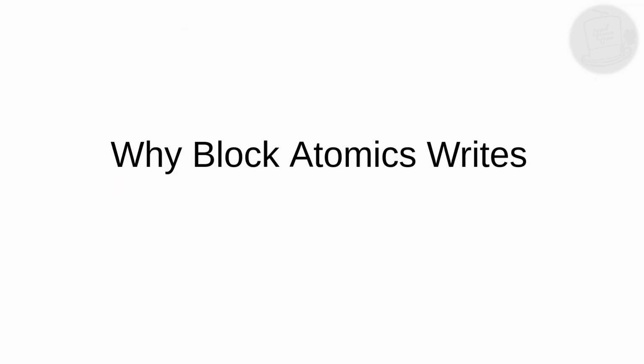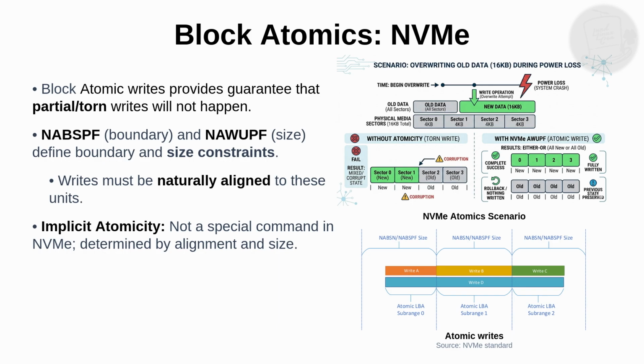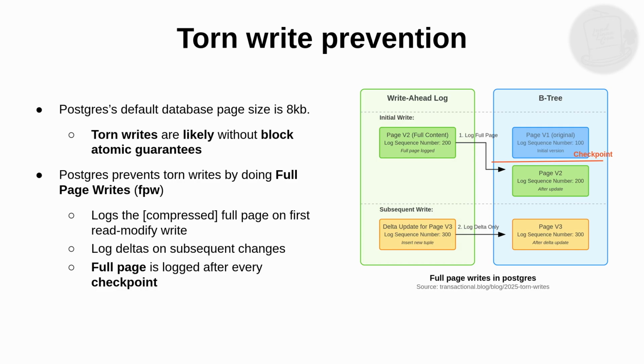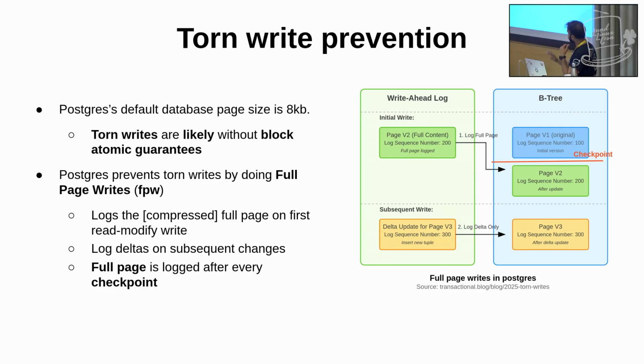Okay, so I explained what block atomics is, but why do we even need something like block atomics in a device? So I'm going to give a specific example of why we need something like block atomics for storage devices. The primary users of something like this are databases. Databases, as you know, try to store data, and they want to make sure it's reliable, and they can always get back whatever they have written.